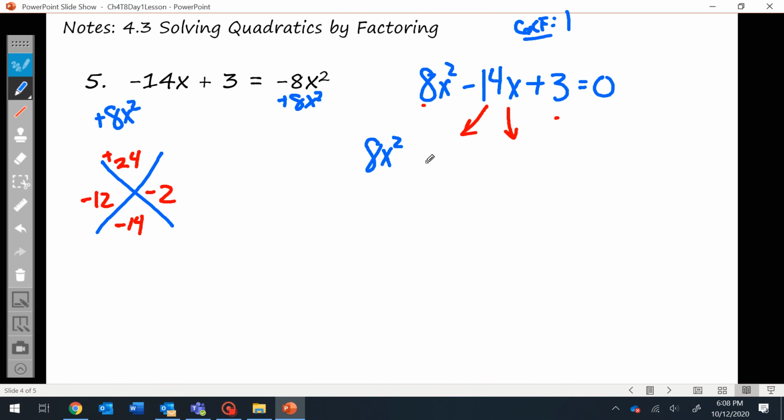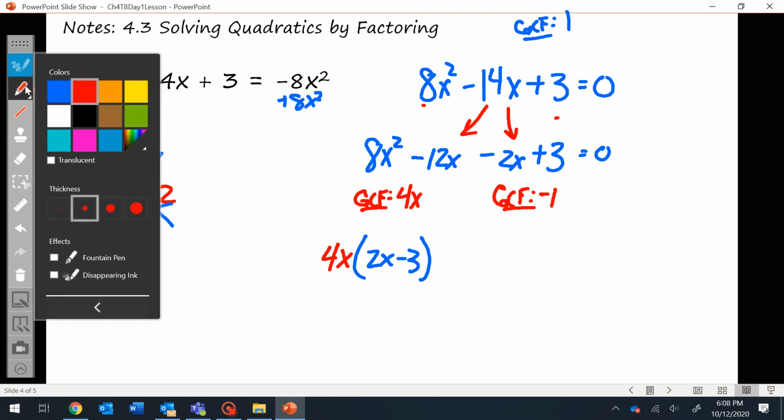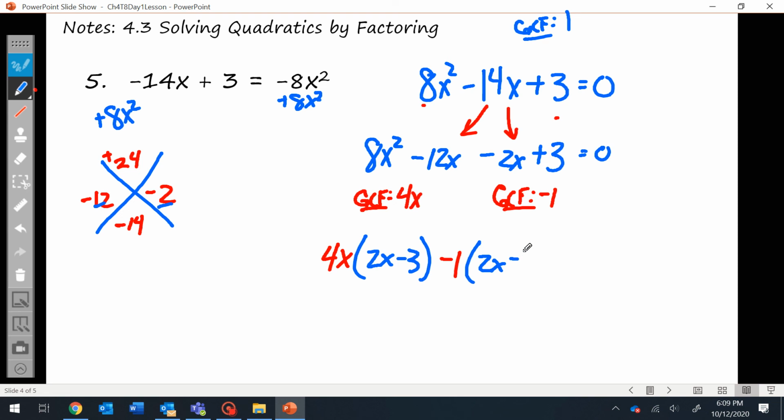It's going to be 8x squared minus 12x minus 2x plus 3, and we can still have the equal 0 here. We're not really worried about the equal 0 right now. So I'm going to factor the GCF out of each of these groups. The GCF of the first group is 4x. The GCF of the second group is negative 1. If I factor 4x out of the first group, I get 2x minus 3. And if I factor negative 1 out of the second group, I get 2x minus 3.